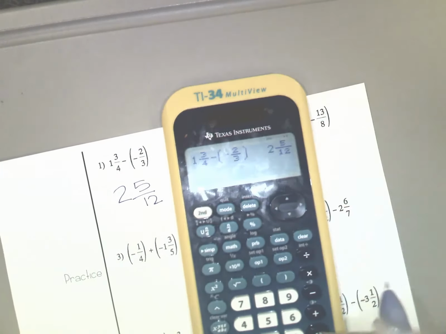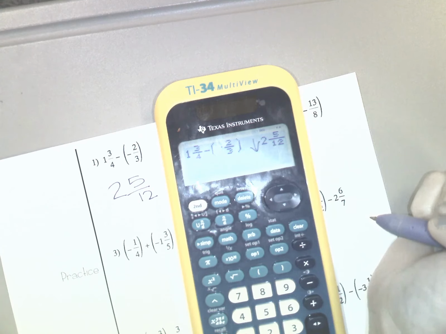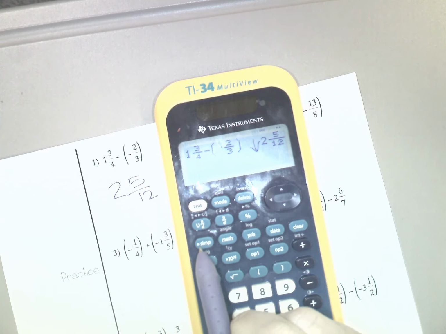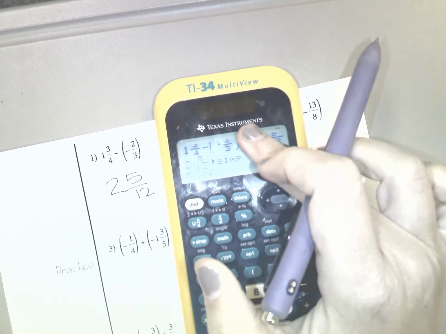Okay, here's a quick hint. Sometimes there will be an arrow down on the screen. When you get that arrow, you need to find this button over here that says simp with an arrow. That means your fraction needs to be simplified. You just keep pressing it and enter until the arrow is completely gone.